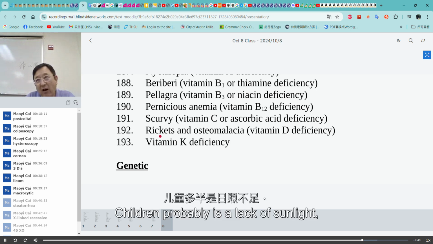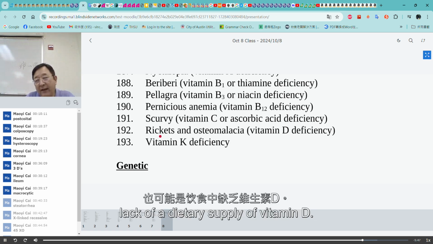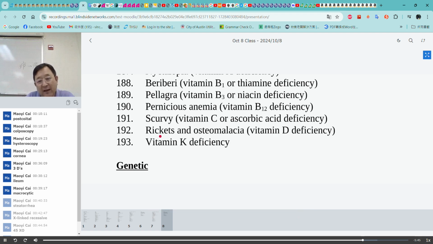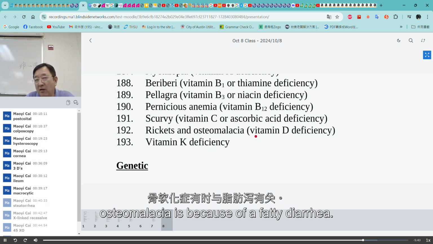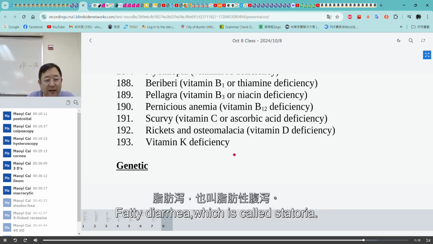Children probably have a lack of sunlight, a lack of dietary supply of vitamin D. In adults, osteomalacia is because of fatty diarrhea. Fatty diarrhea, which is called steatorrhea.